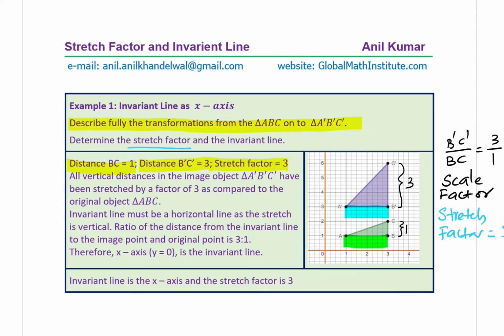Now, how do we find the invariant line? The stretch factor, also written as 3 is to 1, means we're looking for a line from where the perpendicular distance is in the ratio of 3 is to 1. In this particular case, if I go 3 units down from here, I reach the x-axis. Similarly, if I go 1 unit down from the base of the original, I also reach the x-axis. So for both we reach the x-axis. Therefore, the x-axis will be treated as the invariant line. This way it is very easy to find the invariant line itself, because we related the stretch factor with perpendicular distance.